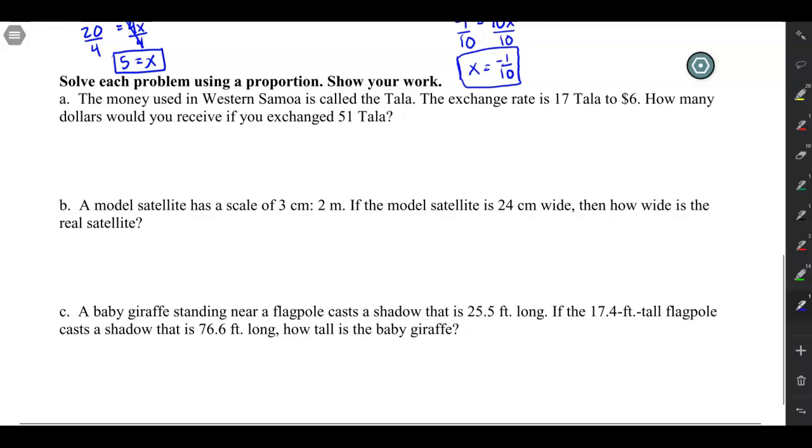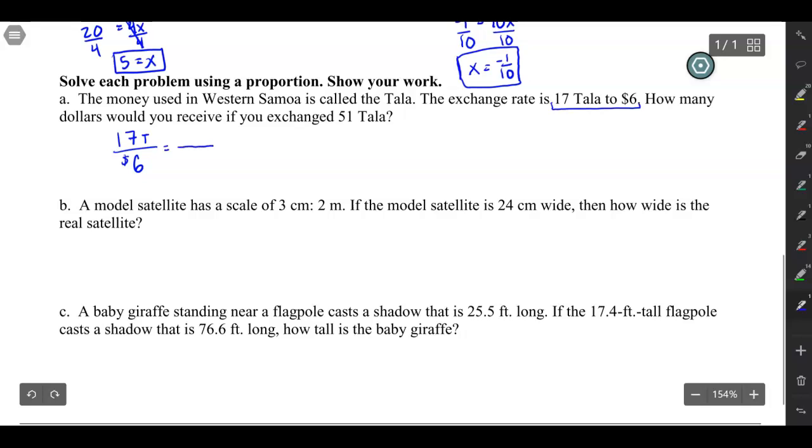So what we're going to do is we first have to set up the proportions. So I'm going to use this piece of information first. 17 tala to $6. So that is one ratio. I'm going to put 17t, so that I know that's the tala, over $6. So that's my first ratio. That's important. The next ratio that I'm going to set it equal to is I have 51 tala over some amount of dollars. I'm going to just put an X there because I don't know how many dollars I need.